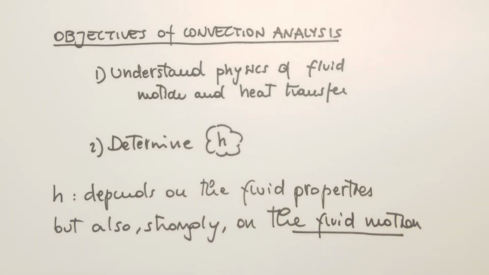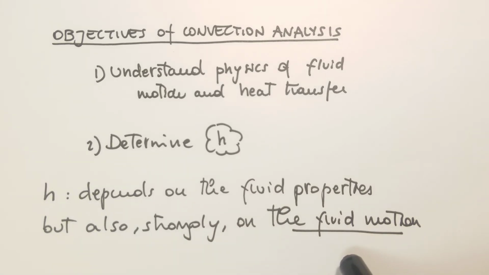Up to this point in our study, h was a given quantity. But now, thanks to a more specific analysis, we can find ways to determine h. h depends on the fluid properties, but as I said before, strongly on the fluid motion. So what happens near the surface?